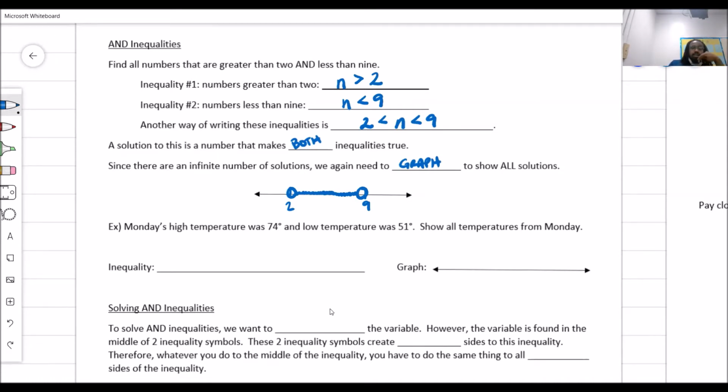All right, next example says Monday's high temperature was 74 degrees and low temperature was 51 degrees. Show all temperatures from Monday. So here's my inequality. My high was 74, that's my upper boundary. My low is 51, that's my lower boundary. And my temperature is somewhere in between. Okay, so it was greater than or equal to 51, because it actually hit 51. And then it was less than or equal to 74, because it was actually at 74 at some point. As I graph this, 51 and 74 are closed circles because it actually got to that temperature. And then everything in between.